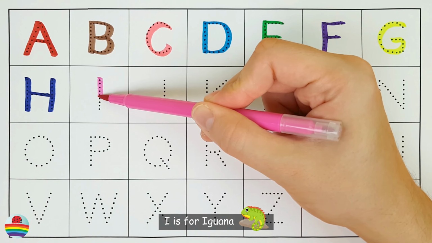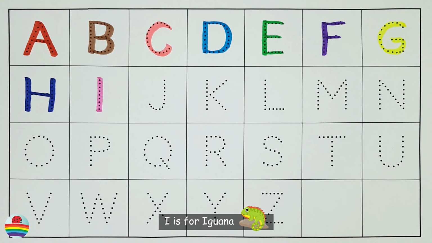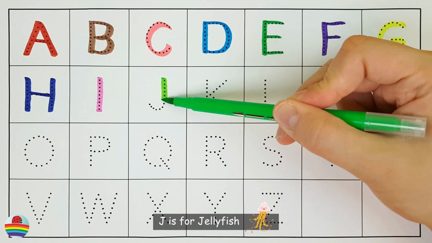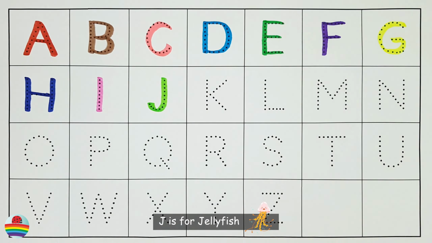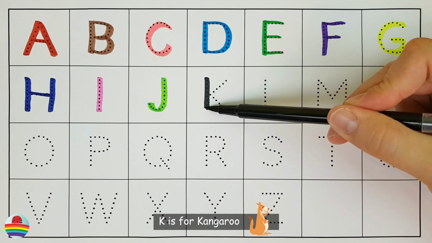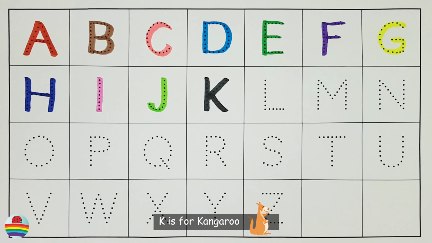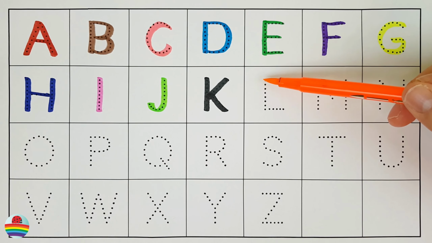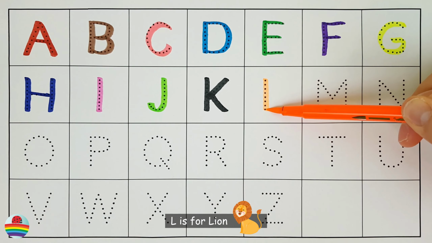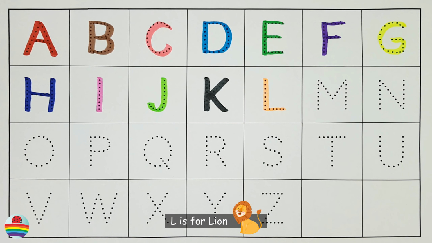I. I is for iguana. I. J. J is for jellyfish. J. K. K is for kangaroo. K. L. L is for lion. L.